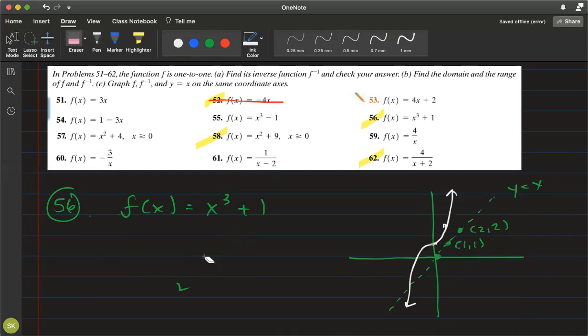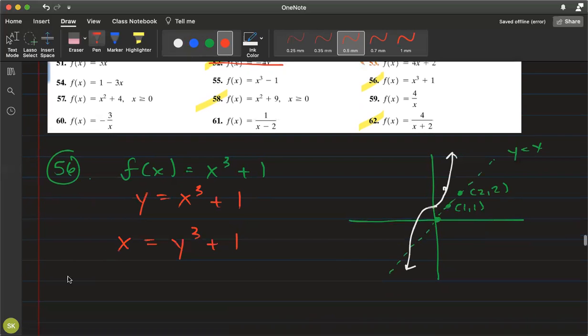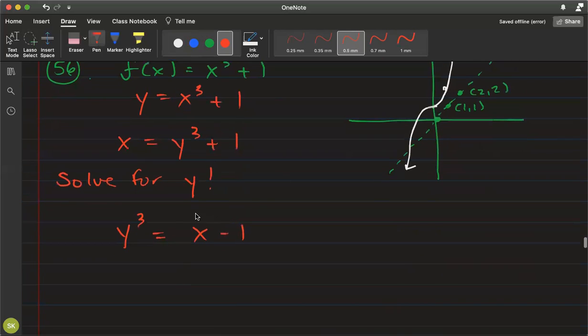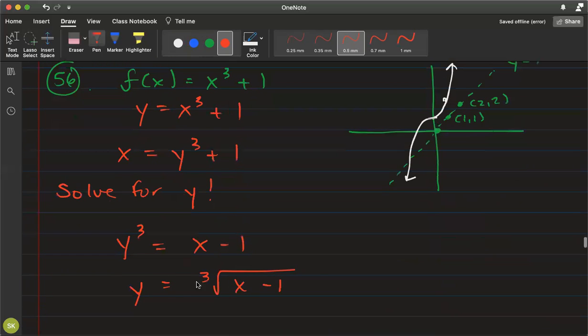I am going to find the inverse by setting this equal to y, and then reversing x and y, and then we need to solve for y, which means I'm going to move the 1 to the other side, and I get y cubed is x minus 1. And now I need to get rid of that cubed. To do that, we're going to take the cubic root of both sides. When you take the cubic root, you get this function here. So this is going to be your inverse function.